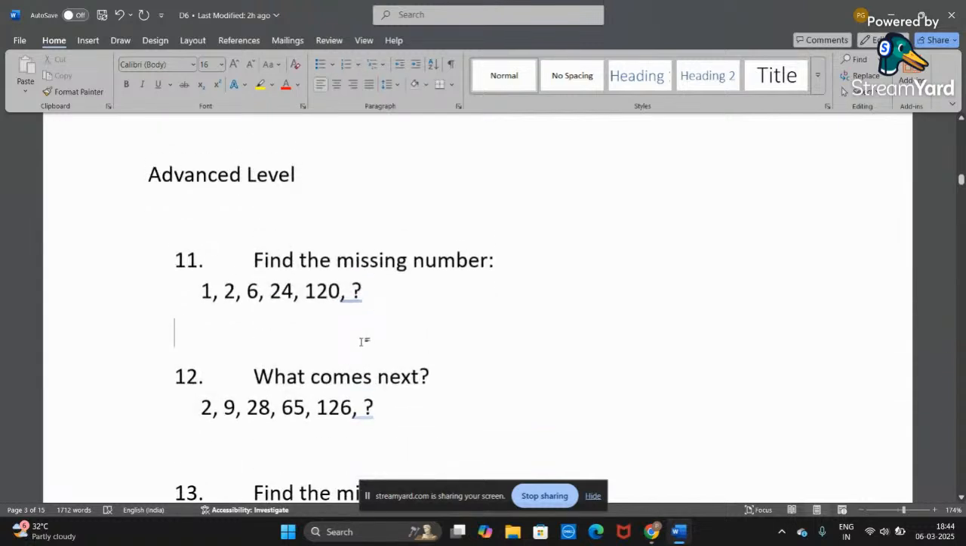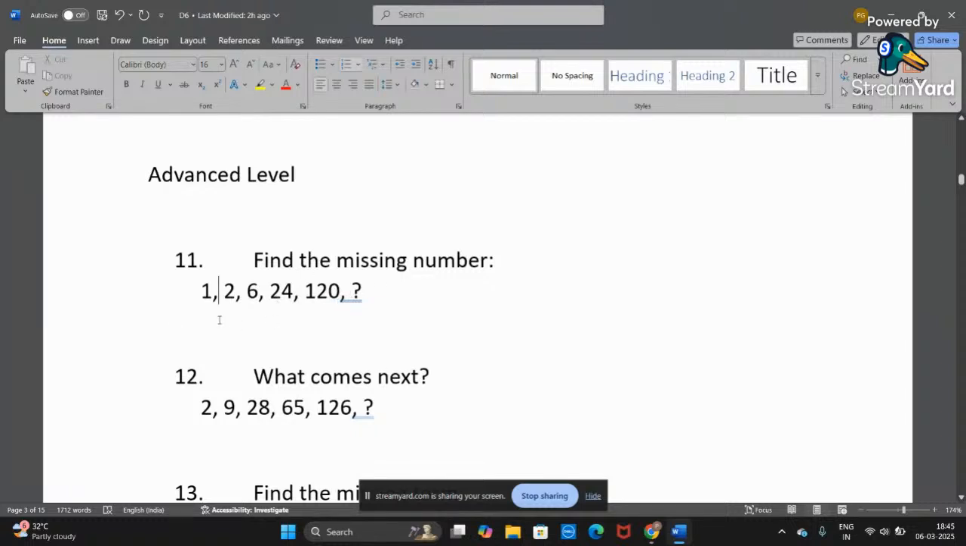Find the answer for this. 1, 2, 6, 24, 120. What is the logic in this? Think it out in every possible way. Is it multiplied, or is it added and multiplied? Think in every possible way. Okay. How did we get this sequence? 2, 6, 24, 120.